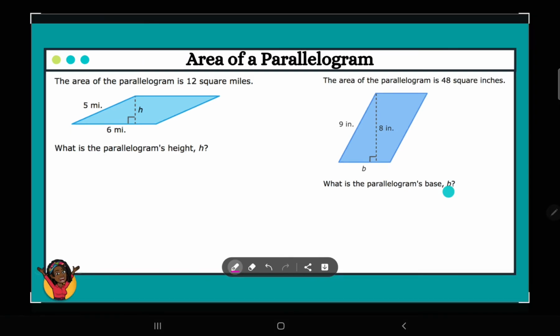These examples are asking us to work backwards. So we're given the area and it's asking us to either calculate the height in the first example or the base in the second example.